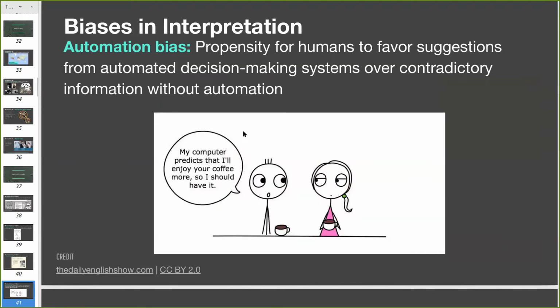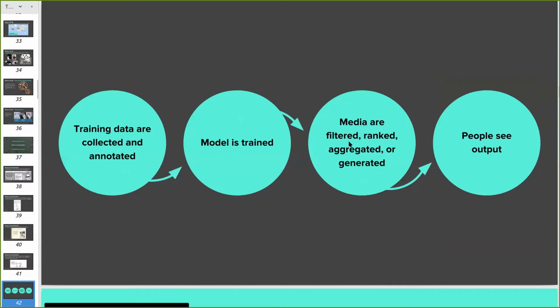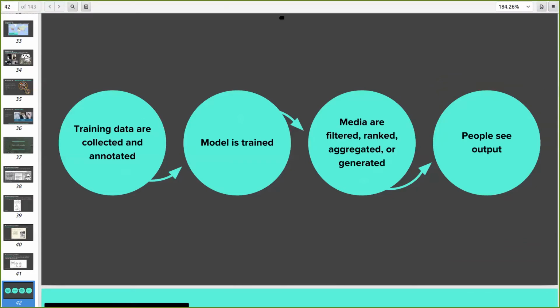Then we have automation bias, in which when our computer says something to us, we tend to believe that it's true. It's the propensity for humans to favor suggestions from automated decision-making systems over contradictory information without automation. For example, my computer predicts that I'll enjoy this coffee more, so I should have it. So this is another kind of bias. Now we are going back to the same figure that we have seen before. We have different components here.